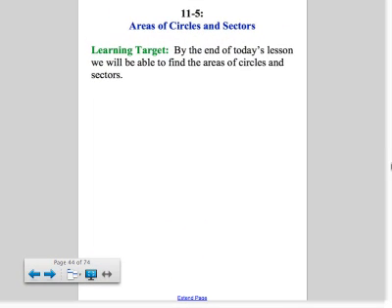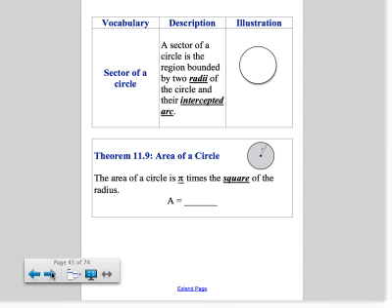Section 11.5 here, we're going to look at areas of circles and sectors. Again, areas of circles is something that we've already discussed, which should be review for you. And sectors relates to areas of circles, just like arc length related to the circumference of a circle that we saw in the previous lesson. So that's what we're looking at today. Very similar to the previous lesson.